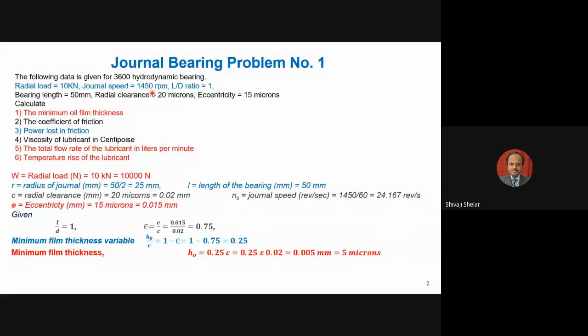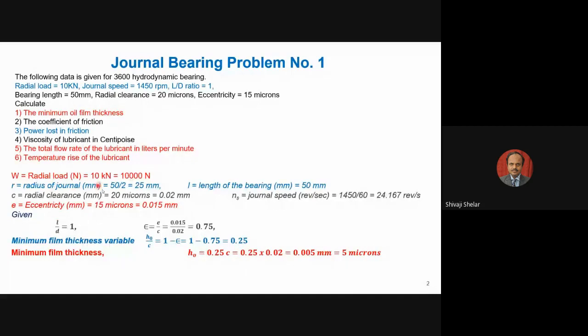Then you have been given a speed here, journal speed in RPM. We require in calculation in RPS, that is revolutions per second. So journal speed in revolutions per second, that is your RPM speed divided by 60 seconds. So that is coming as 24.167 revolutions per second. Okay. So so much data is there. So while writing this in appropriate form and converting into the appropriate unit, students make mistakes. So don't make mistakes here. Then eccentricity given in the problem is 15 micron. That e value is equal to 15 micron, that is 0.015 mm.